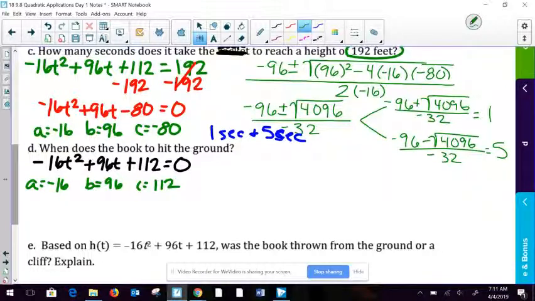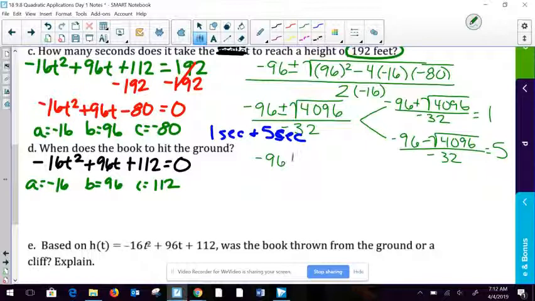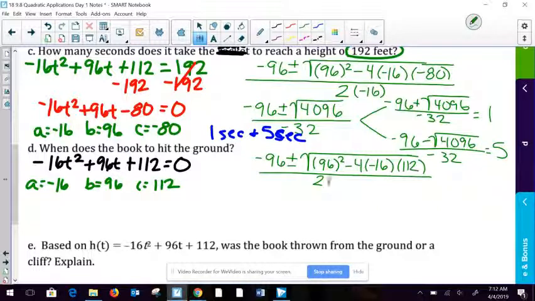Great job. Now we're going to go through and again enter it in our quadratic formula. So it's going to look really similar to the equation above, only notice our C value is different. So again, what's the opposite of B? Great, negative 96 plus or minus the square root. Sorry, the colors kind of merging together. And we're going to do B squared, so 96 squared, minus 4 times A, which is negative 16. And now C, which is 112, all over 2 times A, which is negative 16. So go ahead and try to enter those numbers into your calculator. And let's see if we get the same answer.